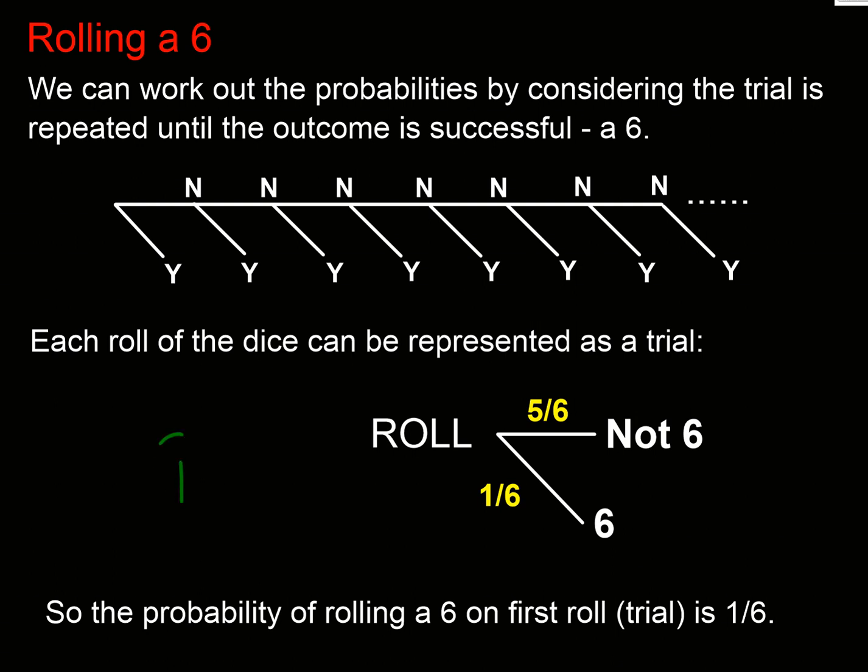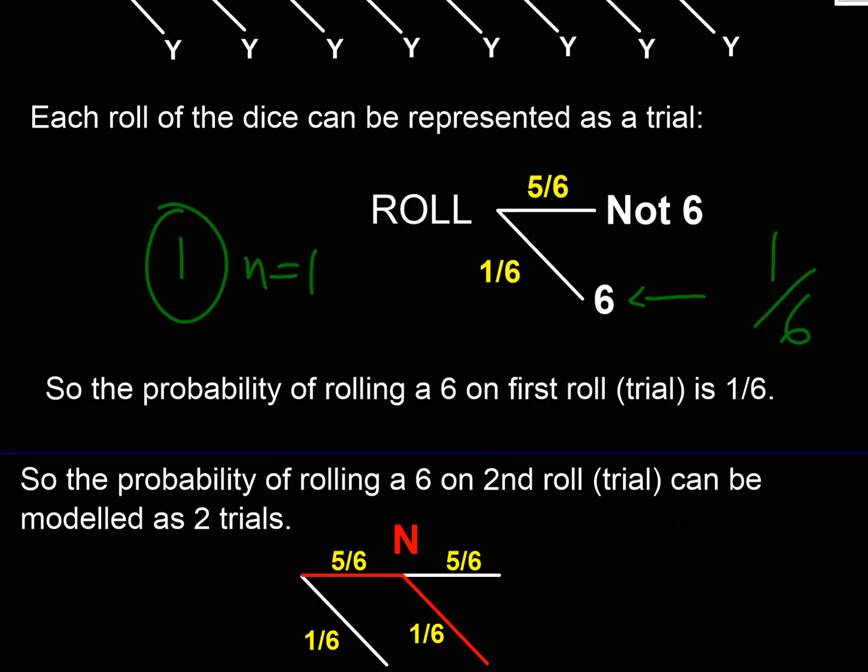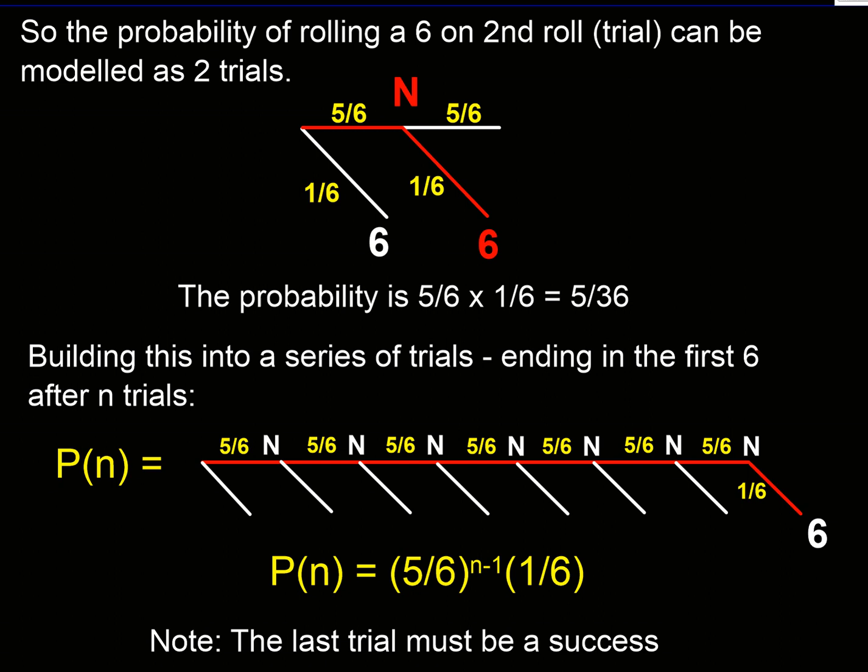So what's the probability that we succeed on the first trial, n equals 1? Well, we'd have to go down this arm, and the probability of 6 on the first go is 1/6. Okay, what about the probability of being successful on the second trial, n equals 2? Well, we'd have to fail on the first trial and be successful on the second one. What's the probability of that? Well, that's 5/6 times 1/6, which is 5 over 36.